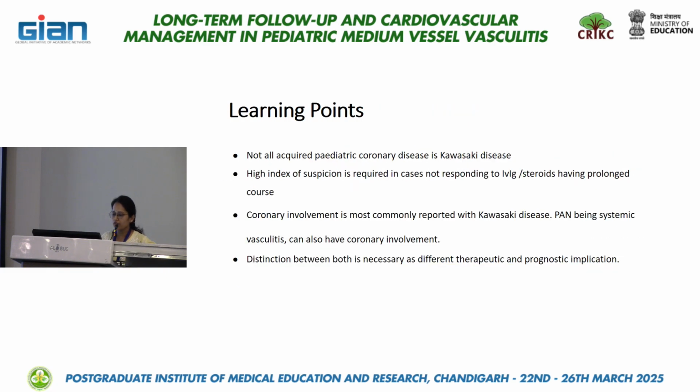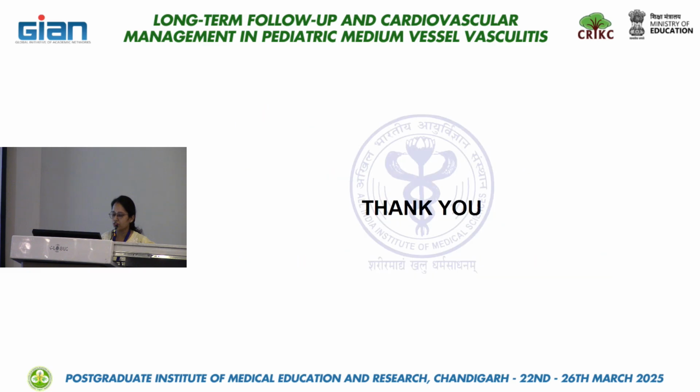The learning points from both of my cases are that not all acquired pediatric coronary disease is Kawasaki disease, and a high index of suspicion should be kept in cases not responding to IVIG and steroids, especially with prolonged courses. Coronary involvement is mostly reported with Kawasaki disease, but PAN, being a systemic vasculitis, can also have coronary involvement, and distinction between them is necessary as they have different therapeutic and prognostic implications. Thank you.